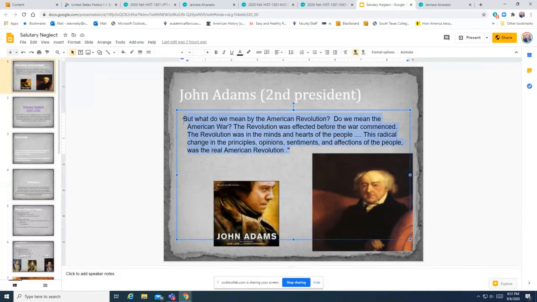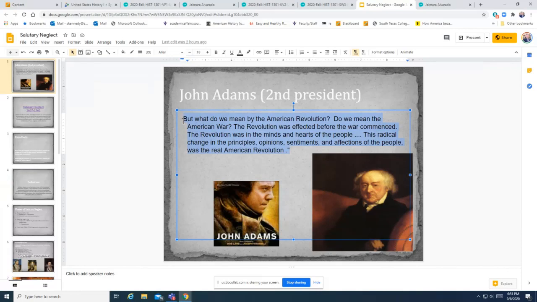And so getting to this quote right here, which you're going to see quite a bit in this lecture and the next lecture, the American Revolution. You've got John Adams, the second president of the United States, reflecting on the American Revolution. This is what he had to say about it: But what do you mean by the American Revolution? Do we mean the American War, the actual war to defend independence? The revolution was effected before the war commenced. The revolution was in the minds and the hearts of the people.